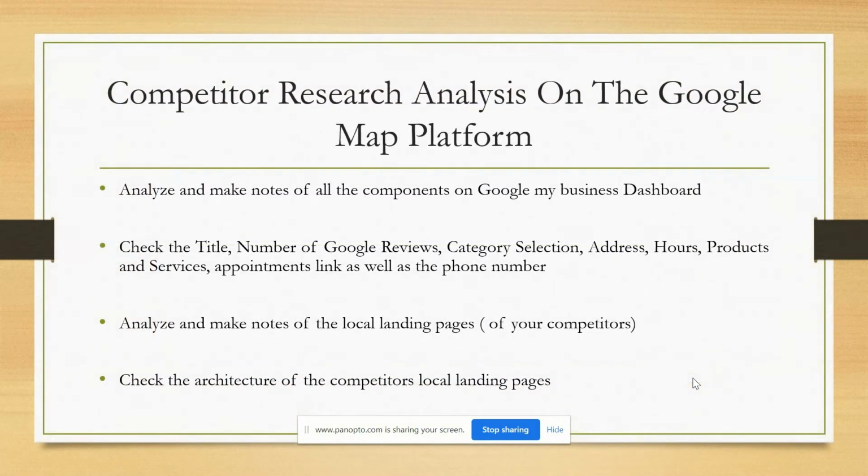Initially, you have to do a comparative research analysis on the Google Maps platform. Analyze and make notes of all the components on the Google Map Business dashboard. Then check the title, number of Google reviews, category selection, hours, products and services, appointment links, as well as the phone number with respect to your comparator report.